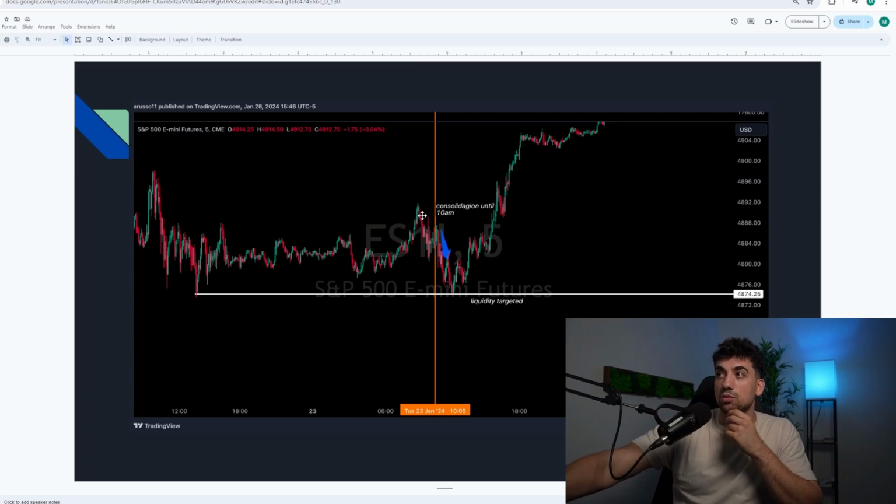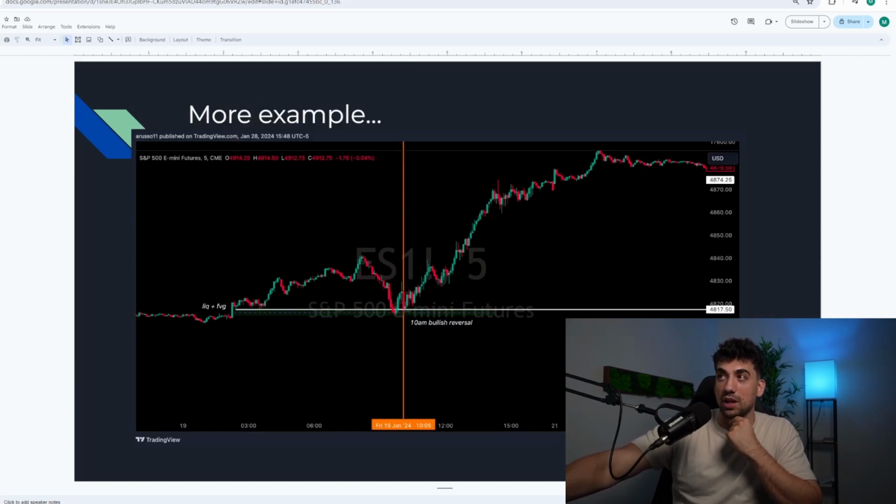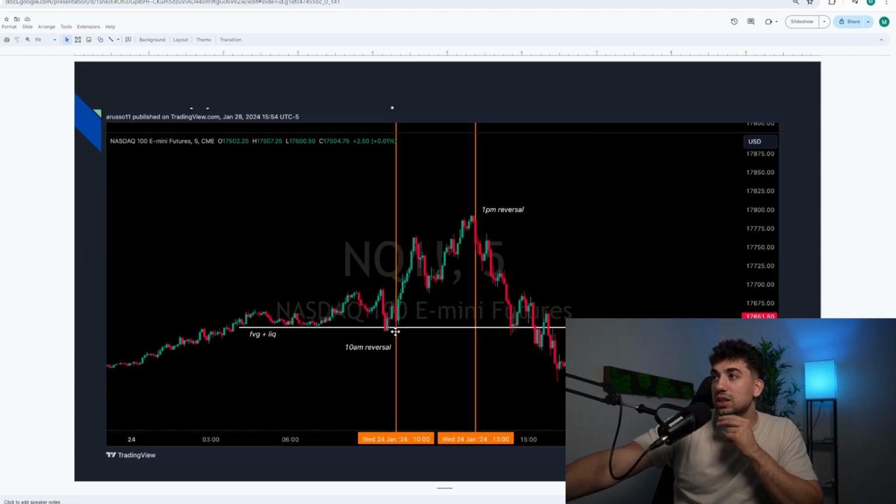Right, so that's when you went sideways, and then finally at 10 AM it gives you that move. Some more examples: you get a sell-off in the morning, and then at 10 AM a bullish reversal after taking out some liquidity. 10 AM reversal again, a move to the downside, and then look at 1 PM, back to the downside. So again, you're going to find this is 100% of the times.